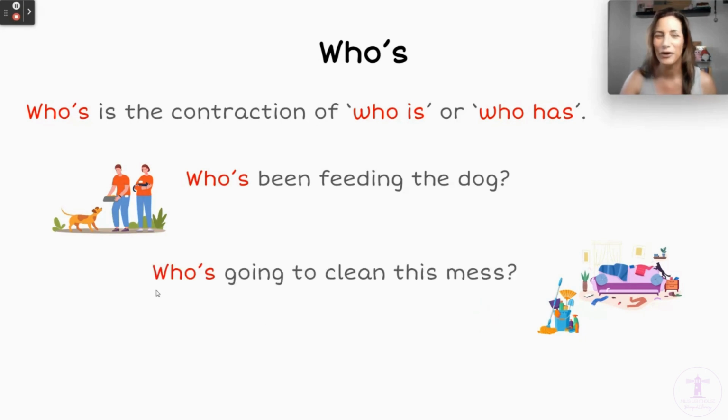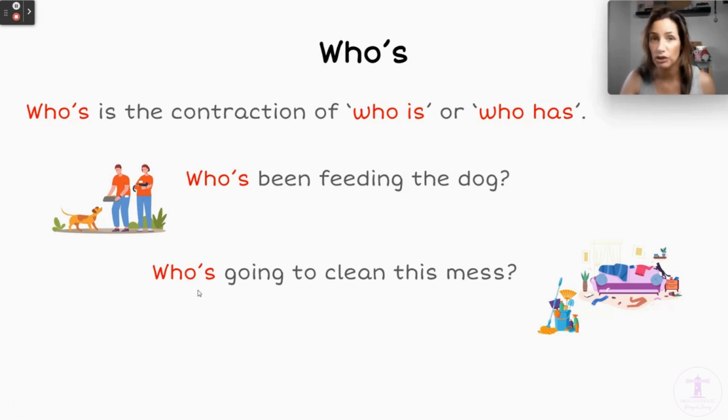Okay. Who's going to clean this mess? And you can kind of imagine who's here, right? Who has going to clean this mess? No, that doesn't make sense. It's who is going to clean this mess? And if I wanted to write it into a contraction, who's going to clean this mess? I would write this word here.